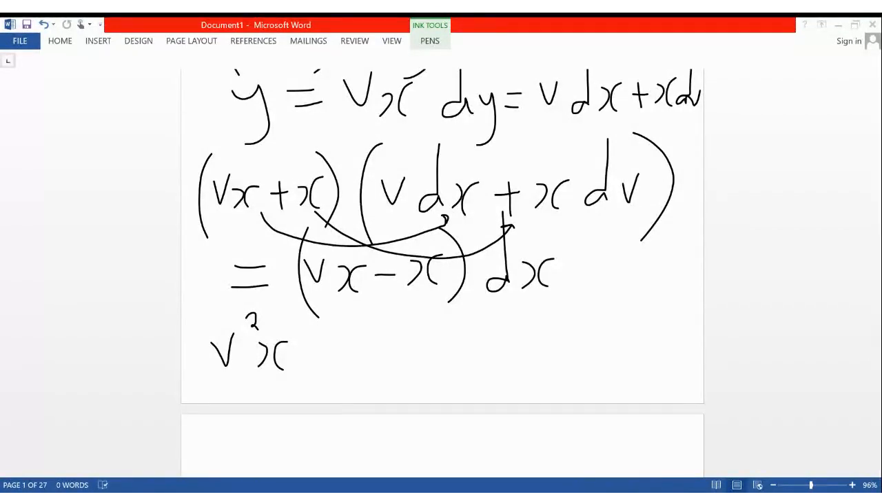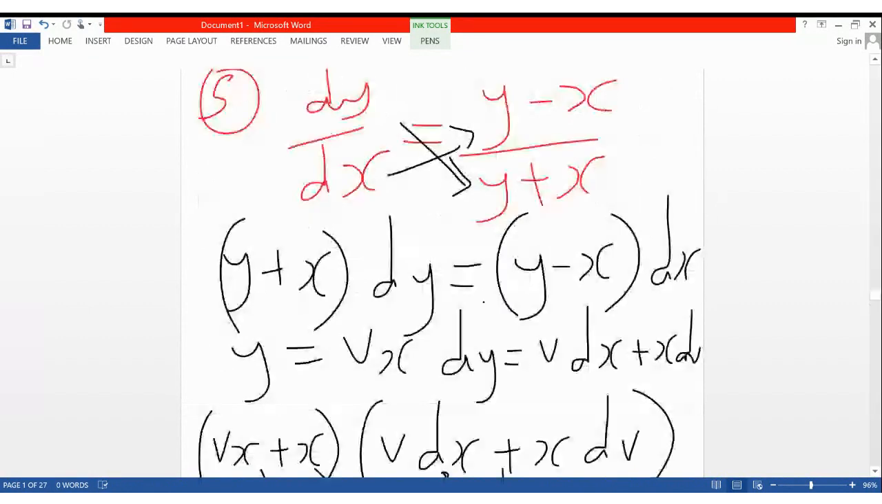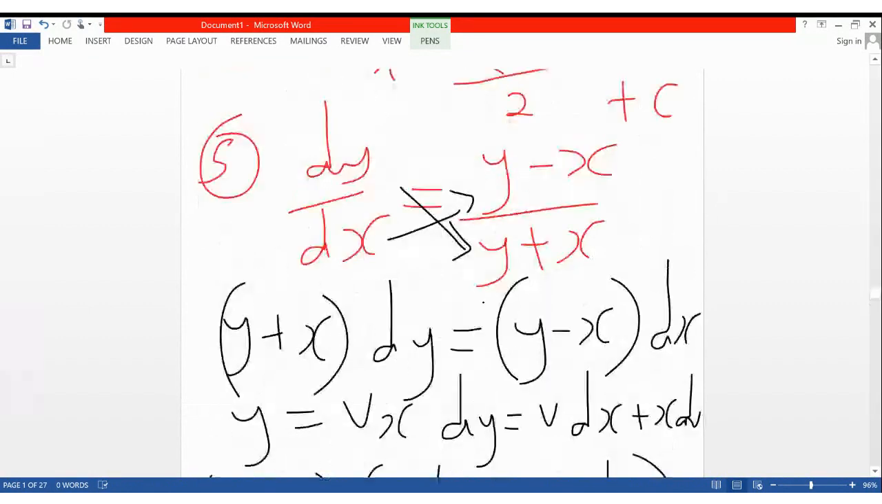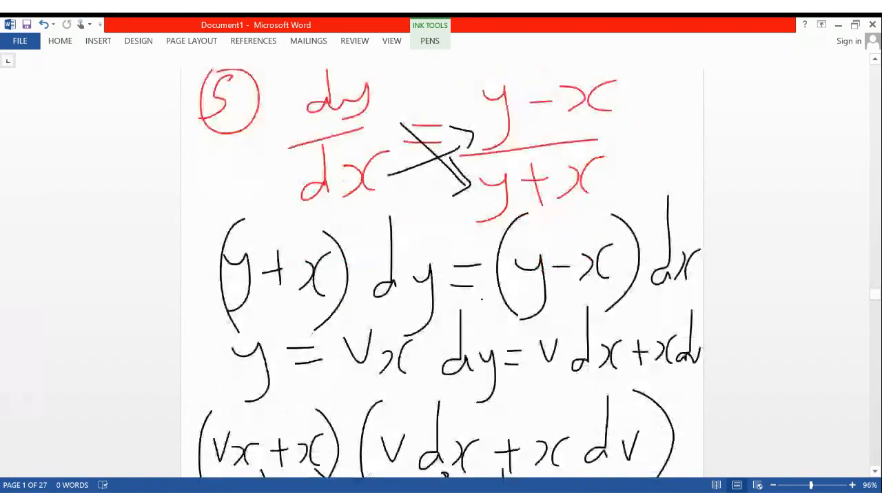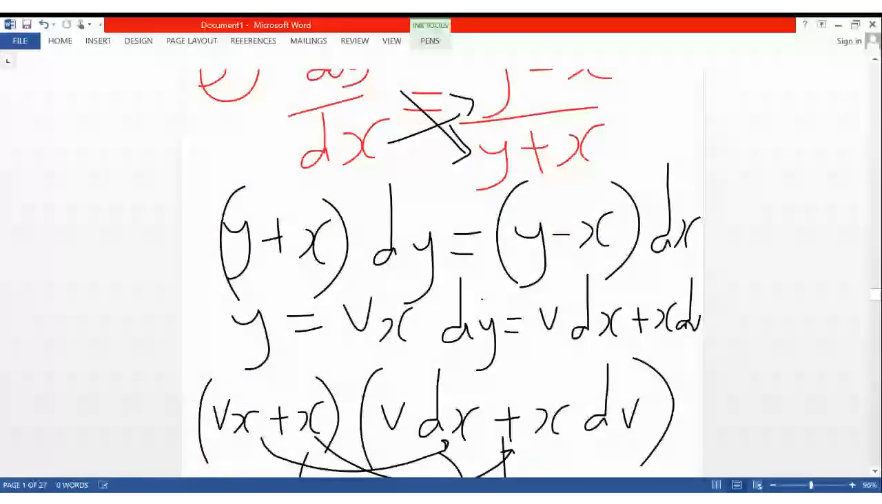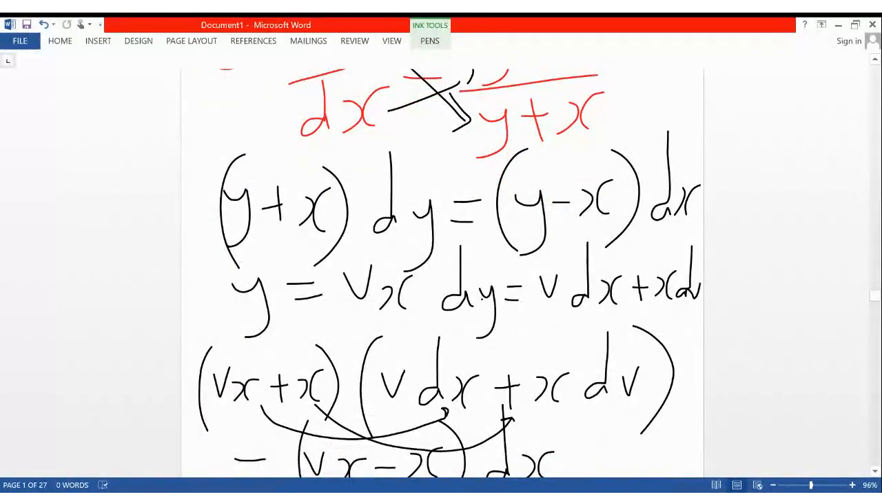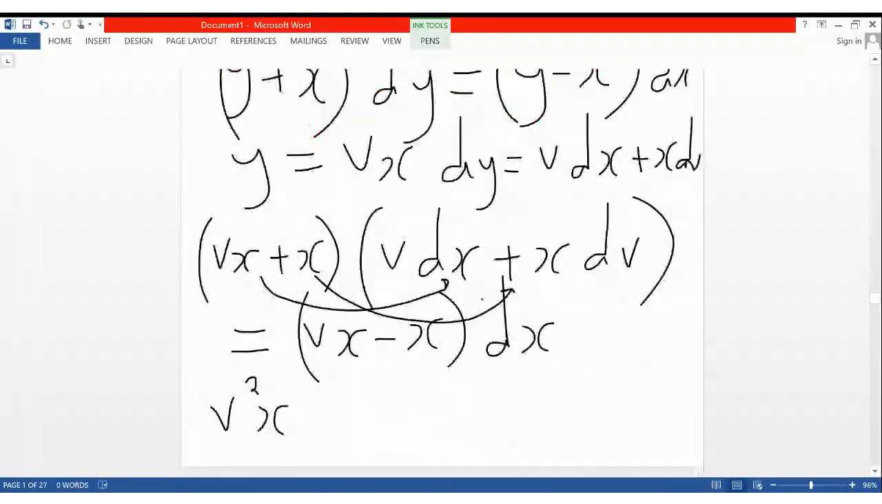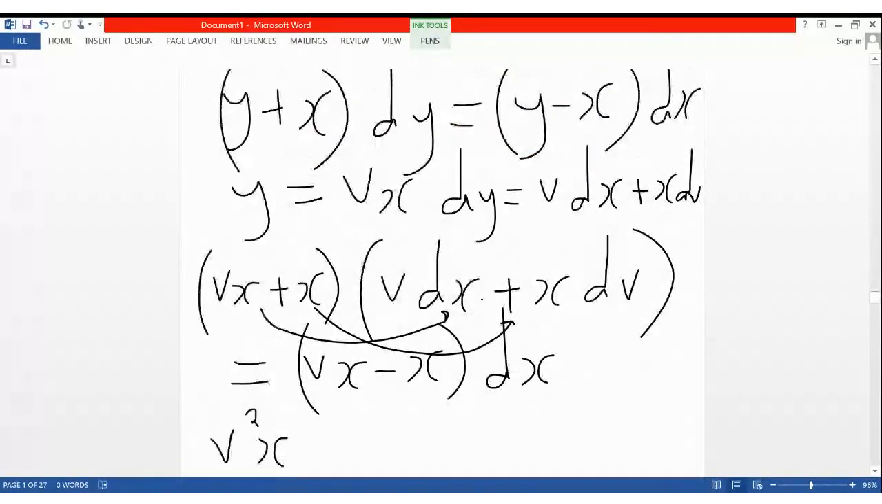So we have said it is homogeneous. I've cross multiplied, and that's what I've gotten: y plus x dy minus y x dx. Then I've introduced y equals vx and dy equals v dx plus x dv. So I've replaced where there's a y with vx, and where there's a dy with that one. So you are on the verge of opening up the bracket to see what we are getting.